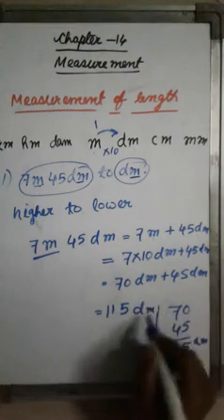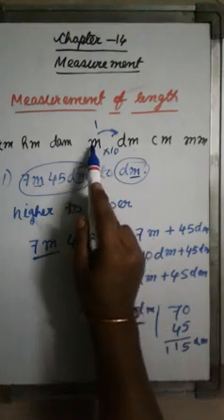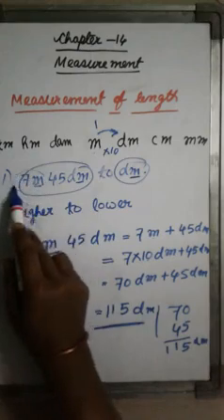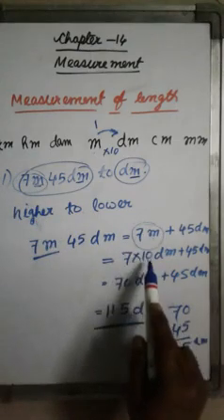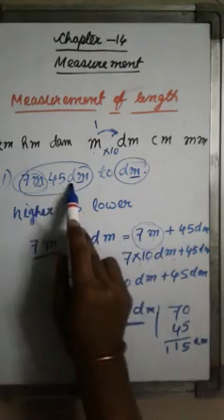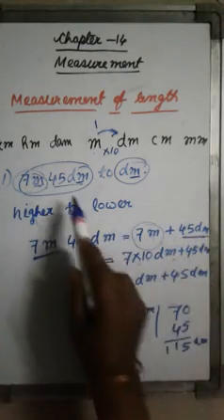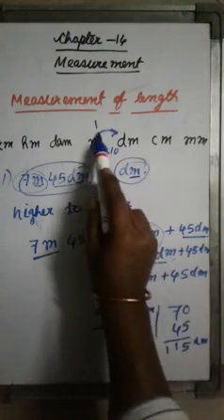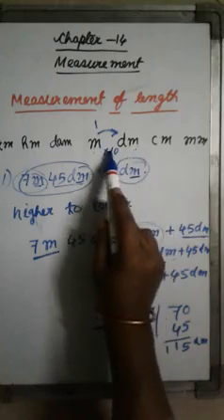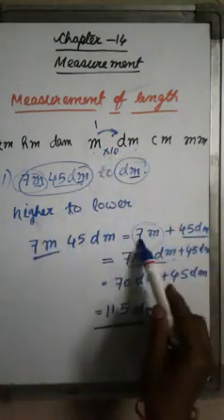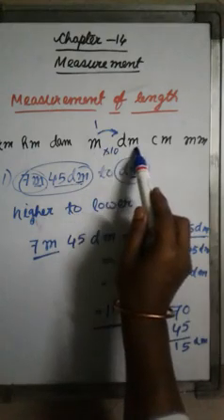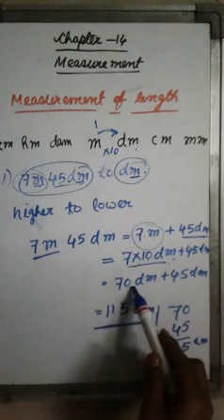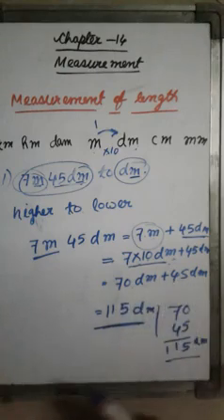DM. Because you are asked to convert meter to decimeter. So this meter to decimeter you have to convert. It is a decimeter here. So I am converting this meter to decimeter and adding the decimeter to the quantity I get after conversion. So 7 meter, one step to the right, that means multiply by 10. 7 into 10 decimeter I can write because I have converted it to decimeter, plus 45 decimeter I will add. So 70 plus 45, it is 115 decimeter.